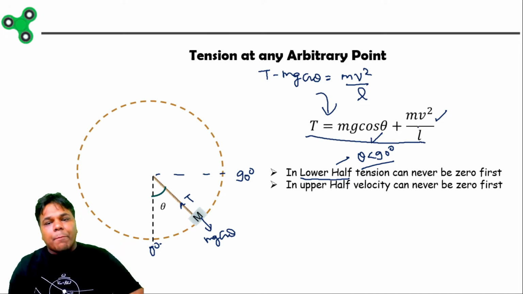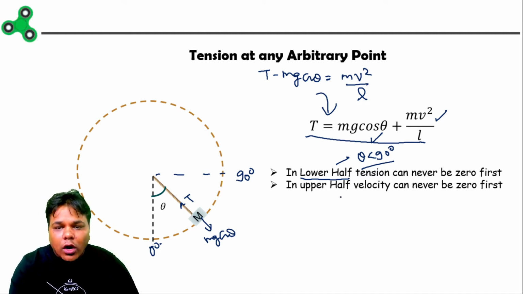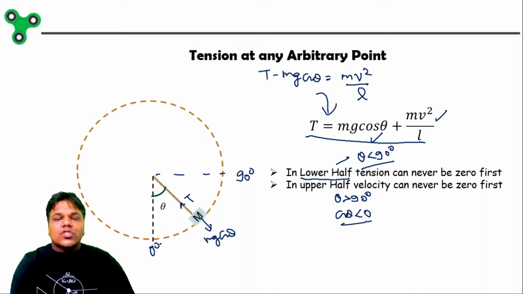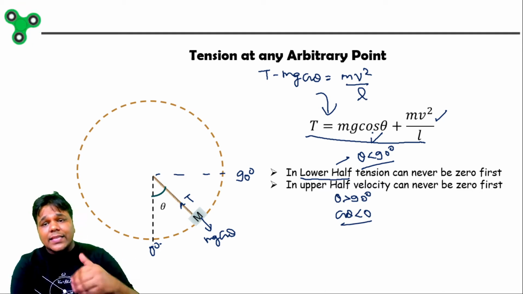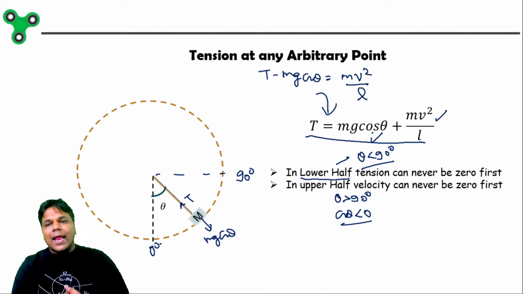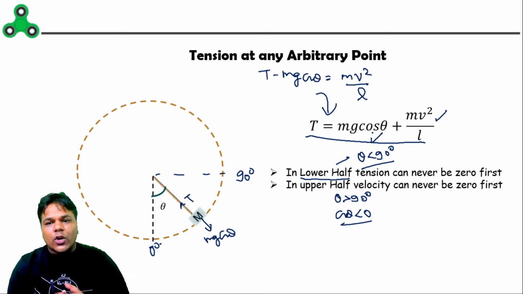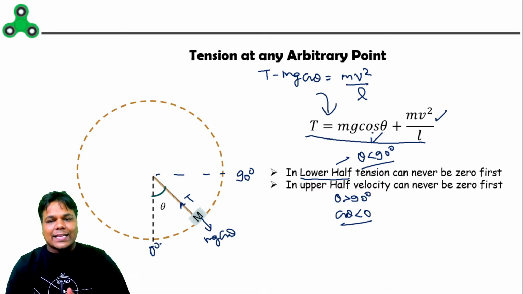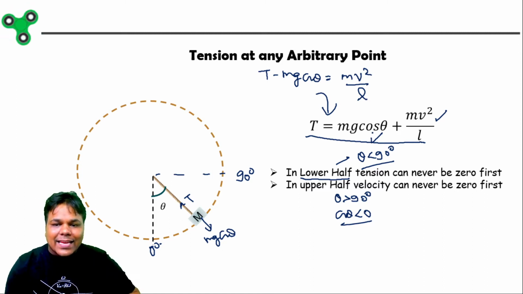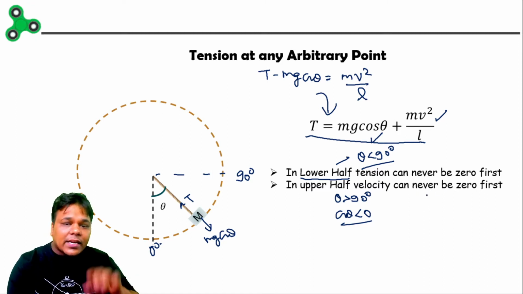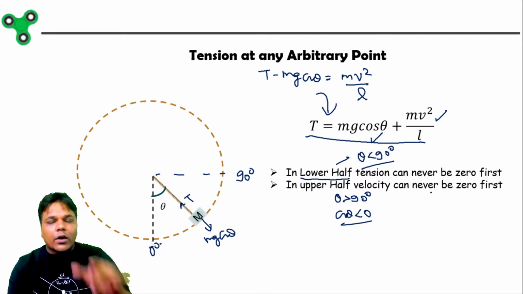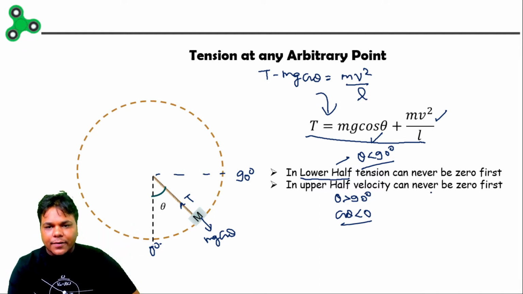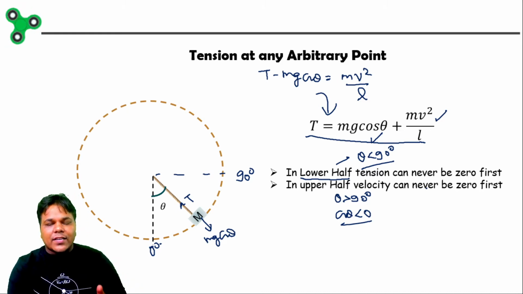While in the upper half, theta is greater than 90 degree, so cos theta can be negative. So it may be possible at one point of time that mg cos theta is equal to mv square by L. In this case, guys, as you can see, tension can be 0, but velocity can never be 0. I'll tell you later.